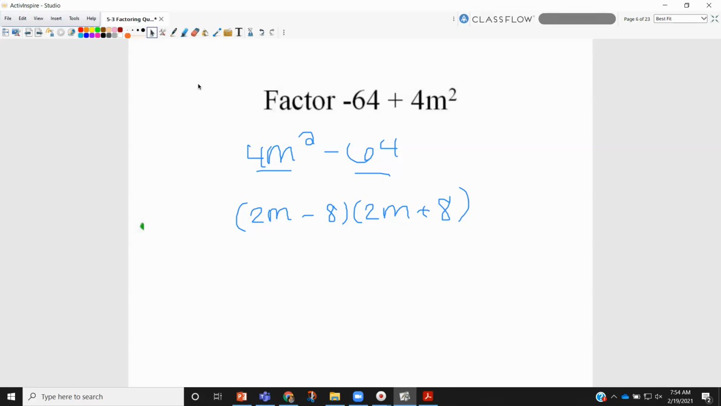Now, I've been working with you guys and looking at the magic X. You could actually do a magic X for this. Your last term would be 64 times 4, and your middle term would be 0. So you would have to multiply your 4 by 64 so that you had 256, and then it would be the factors of 256 to sum to 0. But because we have that front term, that leads us into what we're going to look at today.